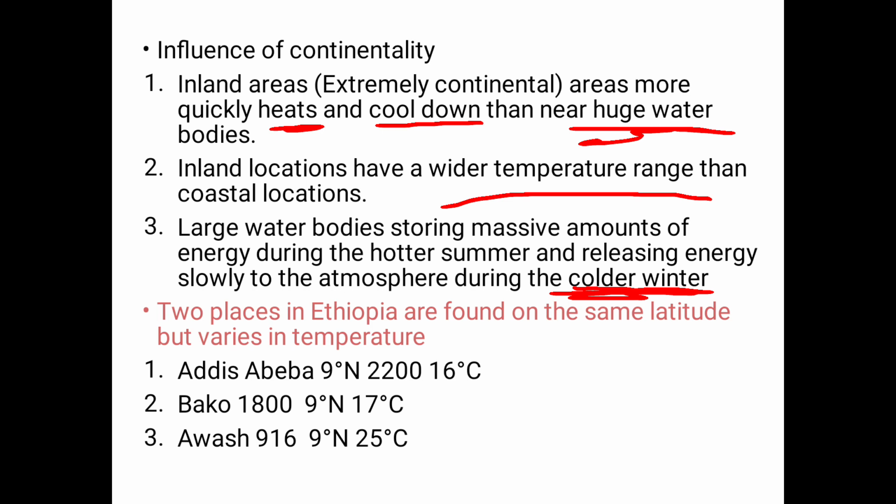Another point, two places in Ethiopia can be found on the same latitude, but they vary in temperature. What makes this? For example, Addis Ababa, Bako, and Awash are found at the same latitude but different altitudes. Addis Ababa, at 2200, has a temperature of 16 degrees Celsius. Bako, at 1800, has 17 degrees Celsius. Awash, found at 916, has the maximum temperature of the three, 25 degrees Celsius. What affects this variation is the altitudinal difference rather than the similarity of latitude. So in Ethiopia, altitude is the significant factor influencing temperature and climate variability.